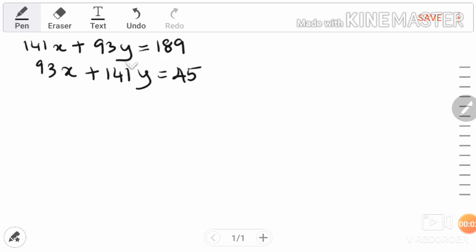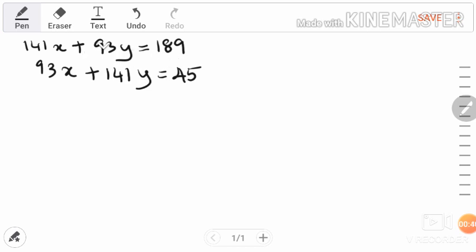Here is another example with a slight twist. Observe the coefficients of x and y in two equations. What do you notice? Yes, the numbers are very big. Also, the coefficient of x in the first equation is same as coefficient of y in the second equation, and coefficient of y in the first equation is same as coefficient of x in the second equation.